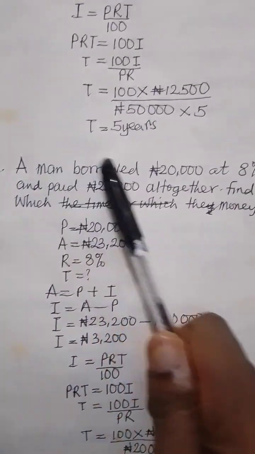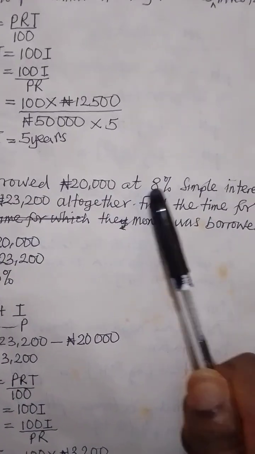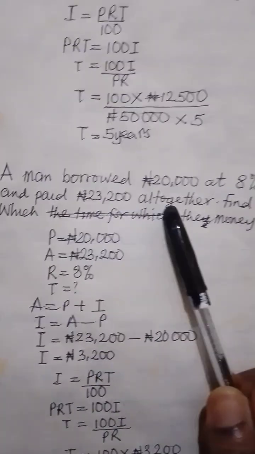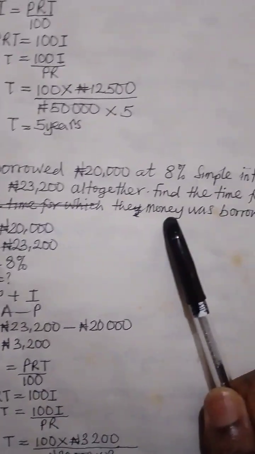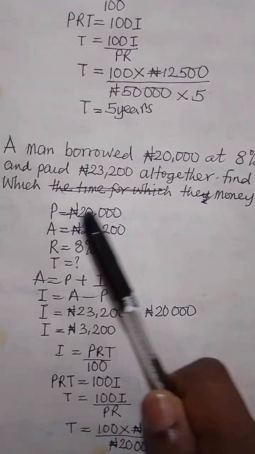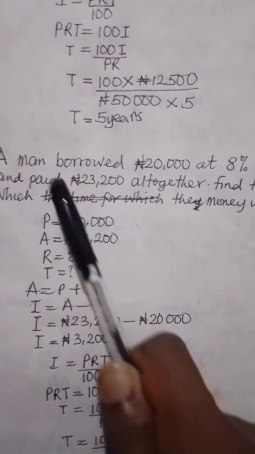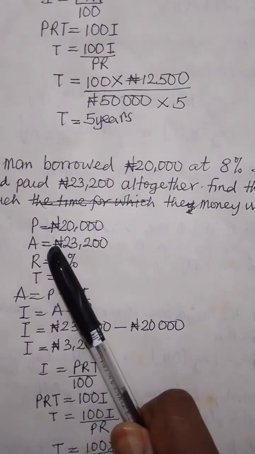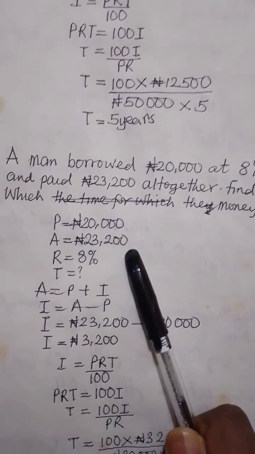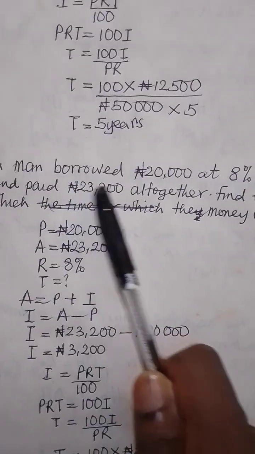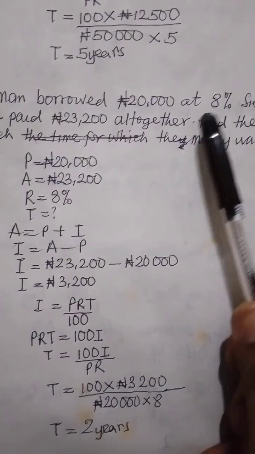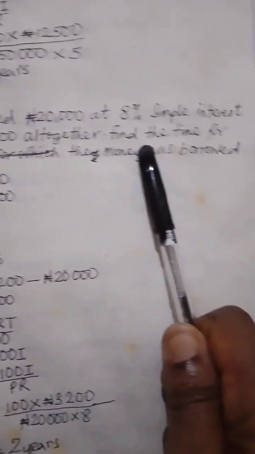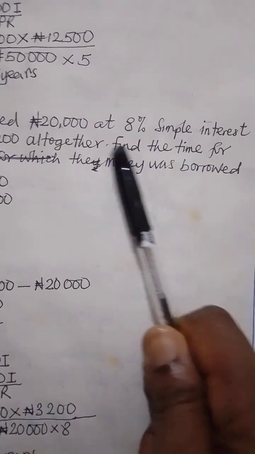Question 2. A man borrowed 20,000 at 8% simple interest and paid 23,200 altogether. Find the time for which the money was borrowed. We are given the principal to be 20,000. We are given the amount to be 23,200, that is, he is to pay 23,200 altogether. We are given the rate to be 8%. And then we are to find the time.